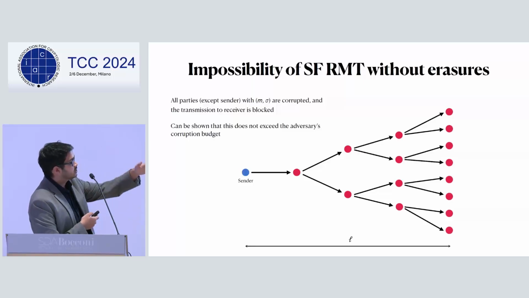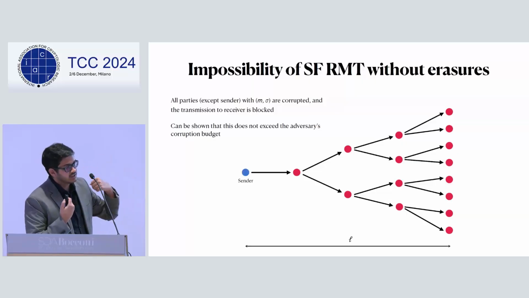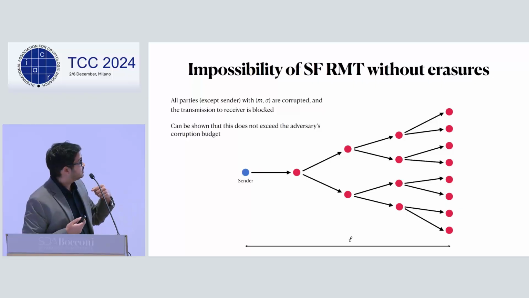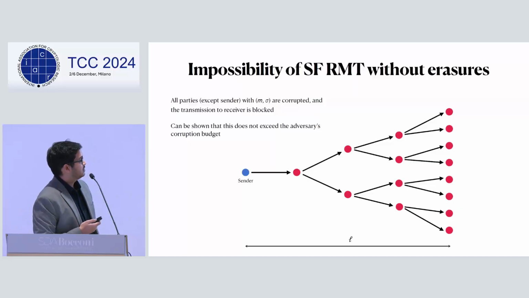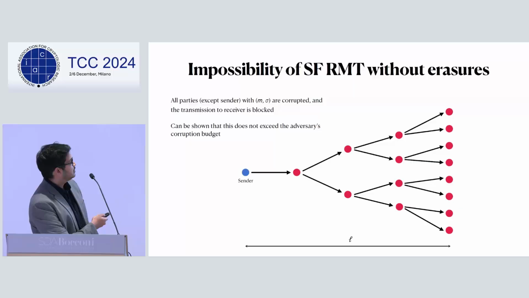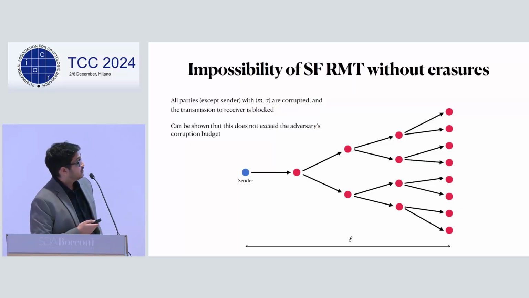And we know the receiver was not in this because this has only a length of l. And so all of the parties except the sender who have the message have been corrupted, and the transmission is blocked. And we show that this can be done without exceeding the corruption budget of the adversary. And this concludes our impossibility result for store and forward RMT. This can be extended to MPC quite easily because RMT is a special case of MPC after all.